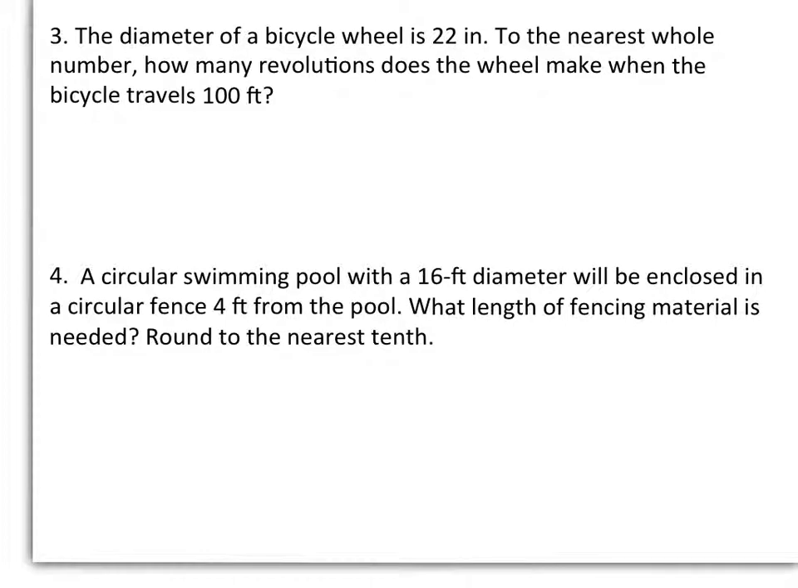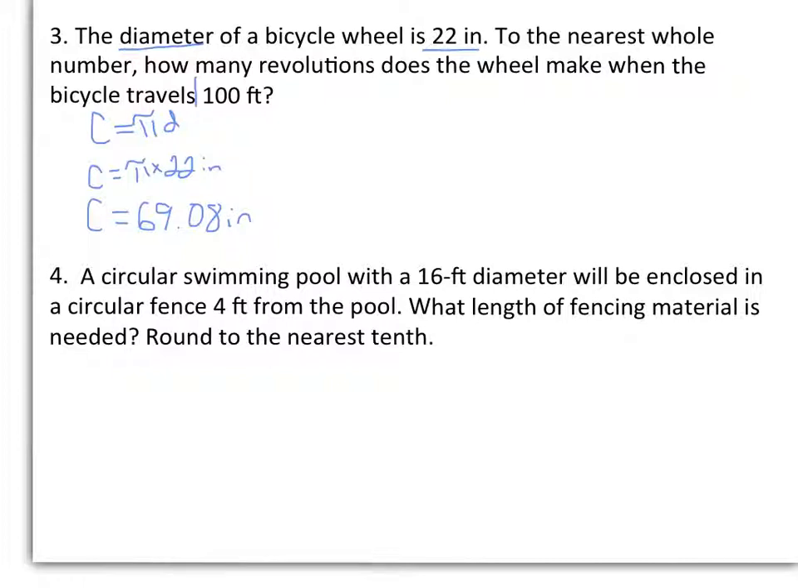In number 3, the diameter of a bicycle wheel is 22 inches. To the nearest whole number, how many revolutions does the wheel make when the bicycle travels 100 feet? All right, so we are given the diameter is 22 inches. First thing we need to find is the circumference of that bicycle wheel. Remember, circumference is pi times diameter. So we're going to take pi times 22 inches, and we get about 69.08 inches.